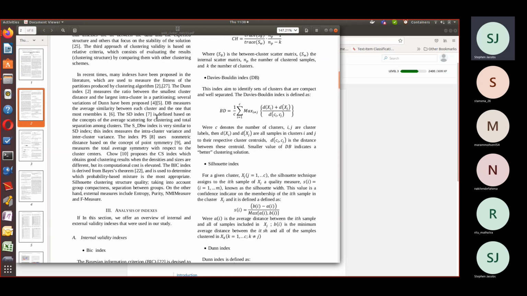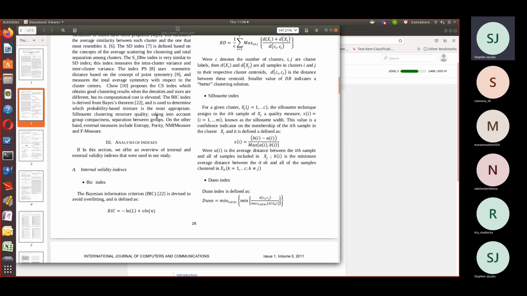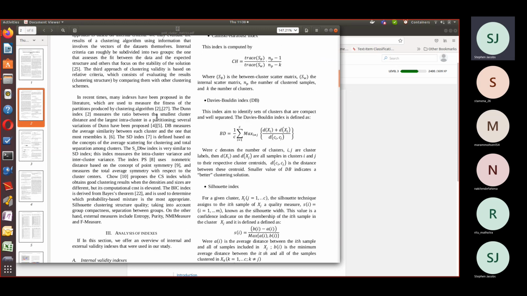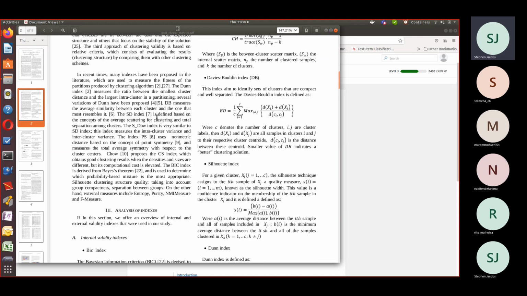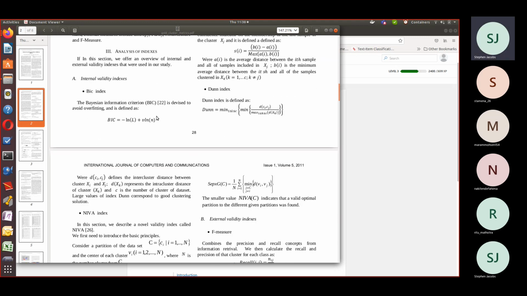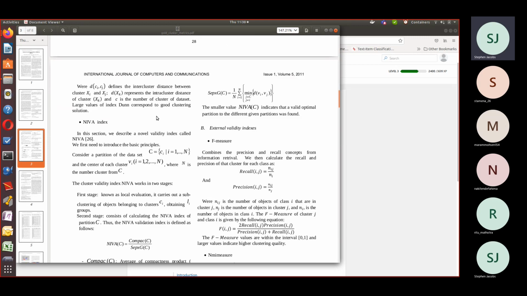Calinski-Harabasz, the Davies-Bouldin index, the silhouette index, which I find the most interesting. These are the internal ones here, so these do not require labeled data. Don't worry about the maths or anything. I don't understand it either. Well, I understand a bit of it.